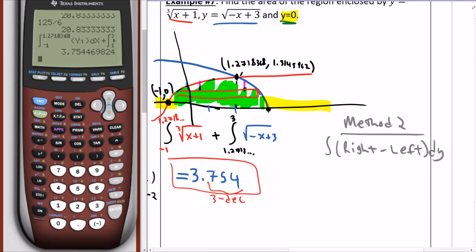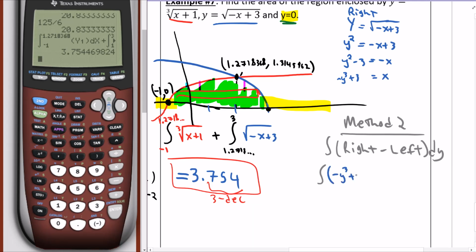First thing to recognize is the right function is the blue function, so this is the one that's on the right. It's y equals square root of -x plus 3. But again, I can't put x's in there. I need to put y's in there. So we're going to square both sides and get y squared equals -x plus 3. We subtract 3 on both sides, and then divide by -1, which gives us x equals negative y squared plus 3. And that's what we're going to put for that first piece.